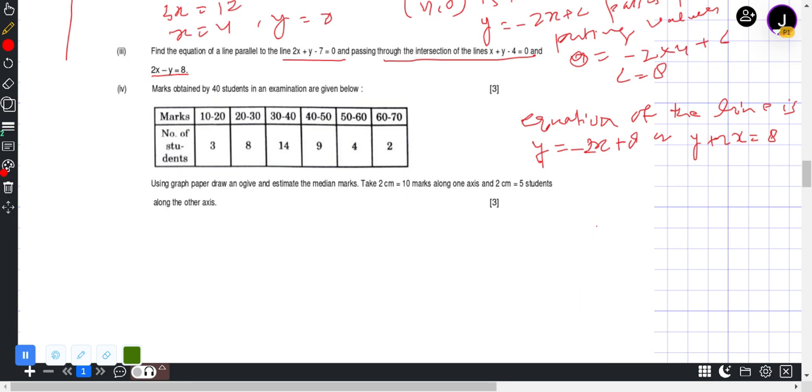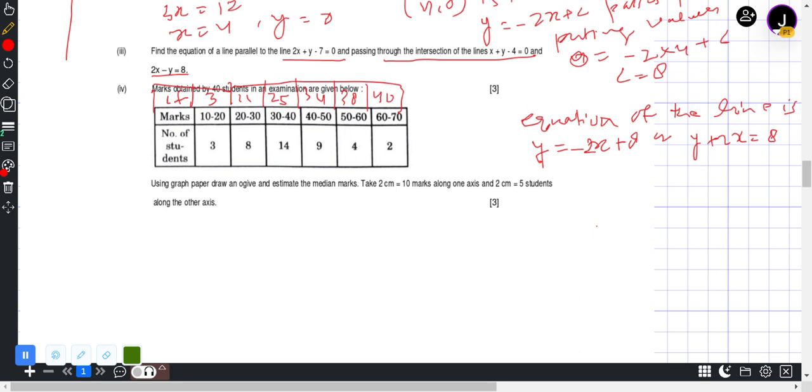So what we'll do is the cumulative frequency of this, to know what the maximum is. The cumulative frequency is 3, then 3 plus 11 is 14, 14 plus 11 is 25, then 34, then 38, and 40. So 40 is the maximum space we will need on the y-axis. That is the total number of students.